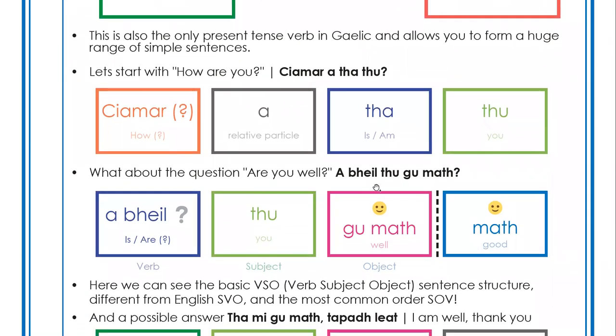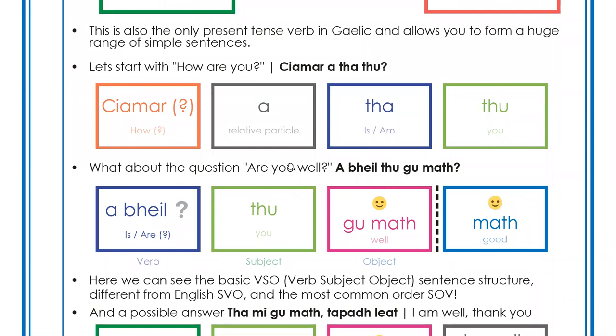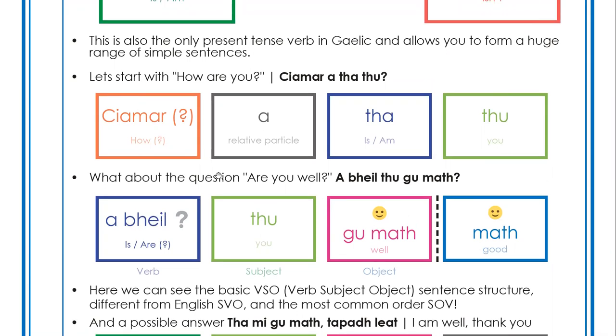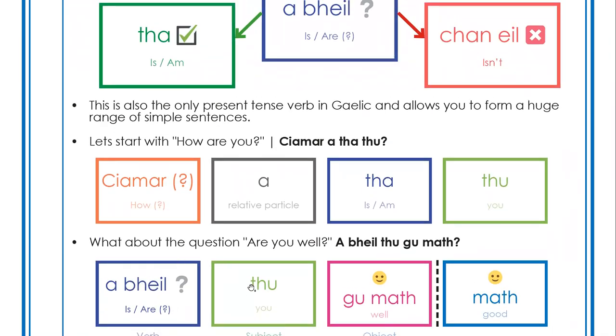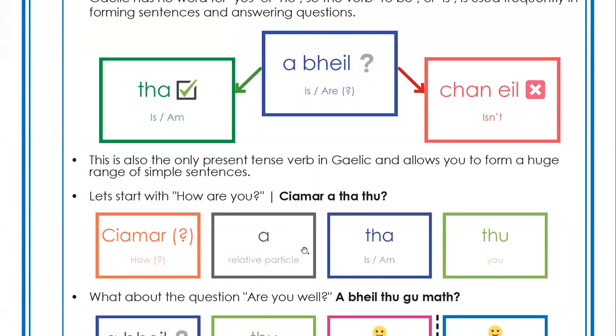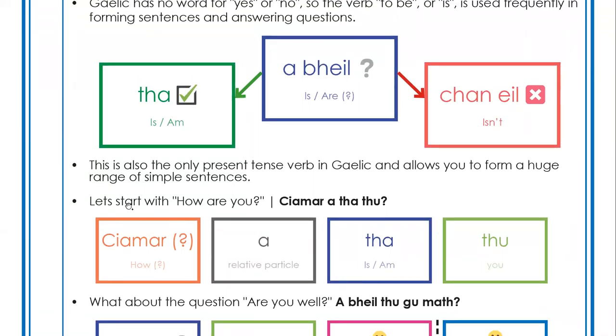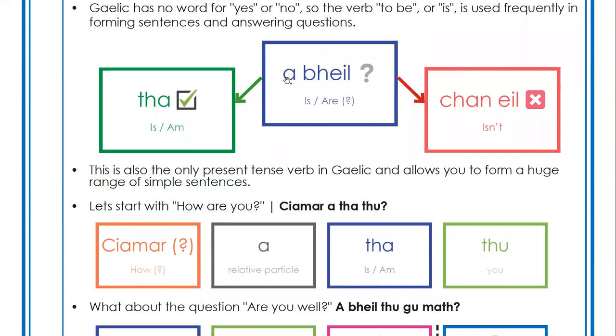You could also ask somebody, are you well? Using the question form of the verb, a bheil thu gu math? A bheil thu gu math? Are you well? Are you good? So that's where we have an interrogative particle, like a question word, how, ciamar, or using the interrogative form of the verb to be, a bheil. So a bheil, are, question; to answer positively, tha; to answer negatively, chan eil.